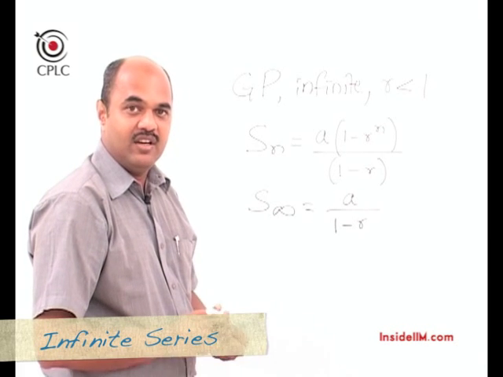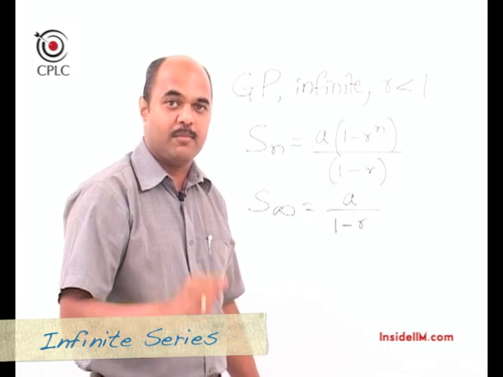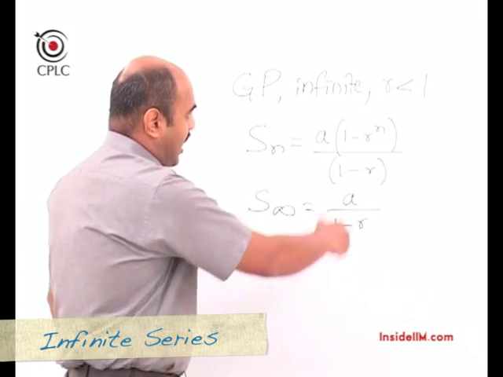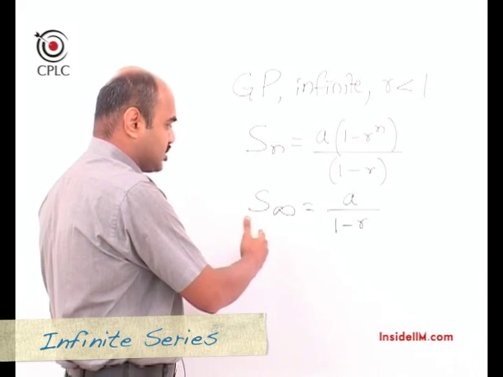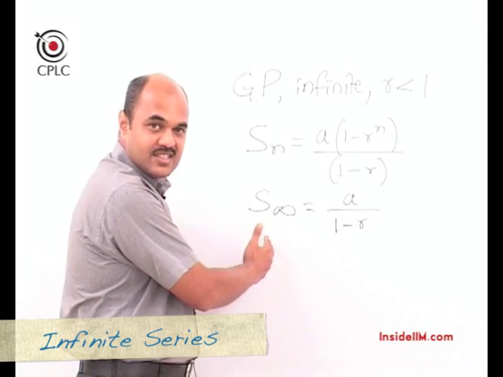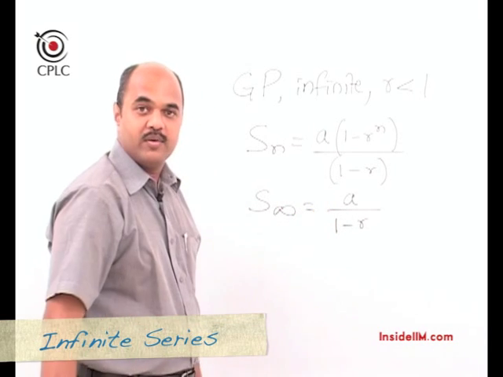So if we have an infinitely diminishing geometric progression, r obviously is less than 1, and if we want to find the sum of all these terms, then the formula is as simple as a upon 1 minus r.